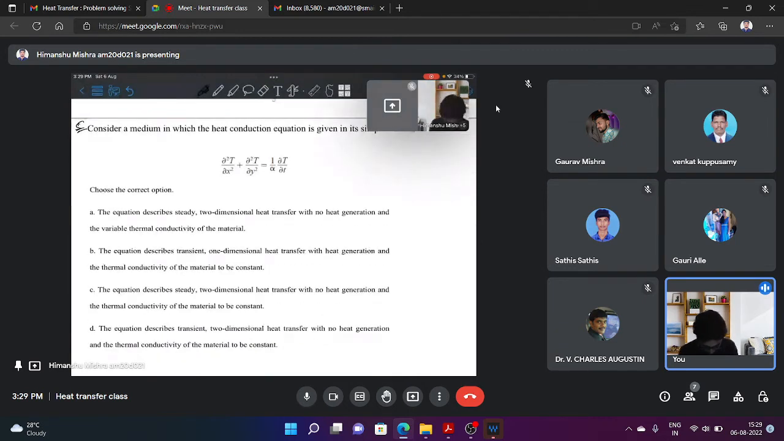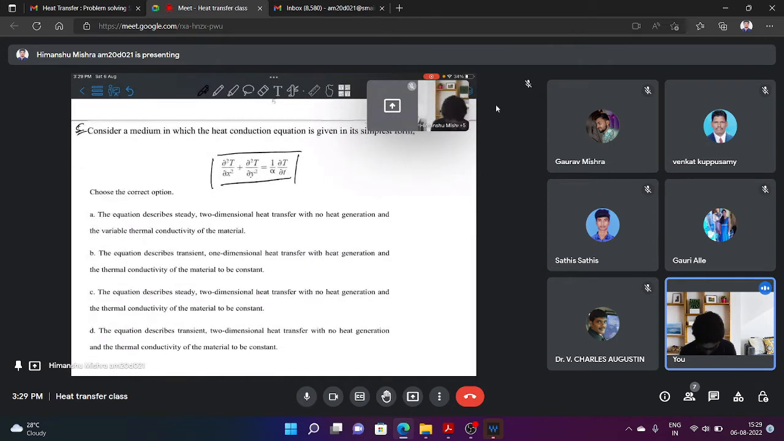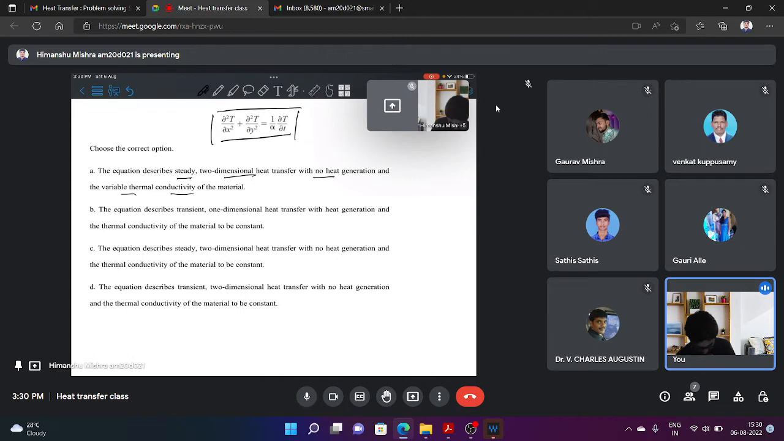Consider a medium in which the heat conduction equation is given in its simplest form. We have been given this equation, and based on that we need to choose the correct option. The first option says that the equation describes a steady two-dimensional heat transfer with no heat generation and variable thermal conductivity of material. B says the equation describes transient one-dimensional heat transfer with heat generation. C is steady two-dimensional heat transfer with no heat generation and constant properties.